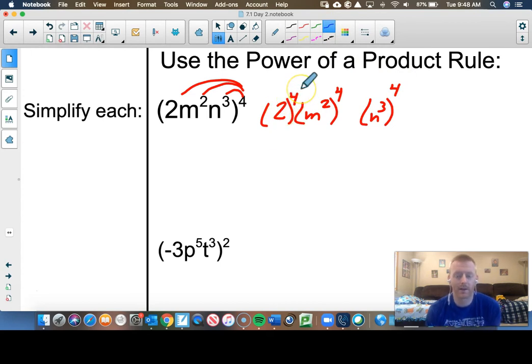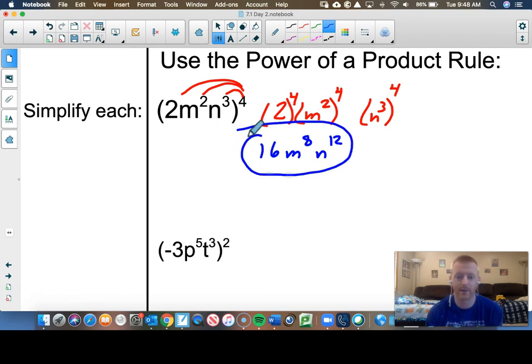2 to the 4th means, now watch how I do this, 2 times 2, which is 4, times 2, which is 8, times 2, which is 16. So 2 to the 4th became a 16. Now somebody along the way probably told you don't count on your fingers. I'm telling you, it's okay. Then m to the 2nd to the 4th, we multiply, so we get m to the 8th. And n to the 3rd to the 4th, we multiply, so we get n to the 12th. So again, that is your answer, and we just keep rolling through it.